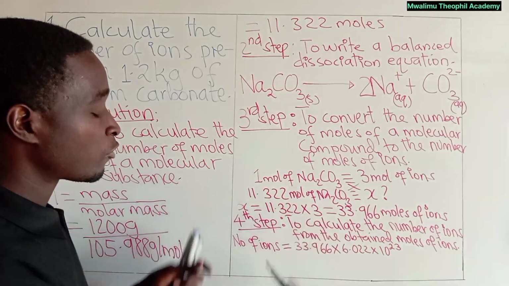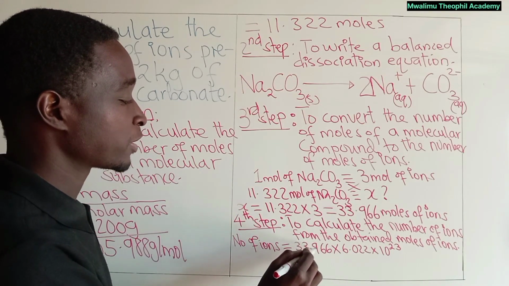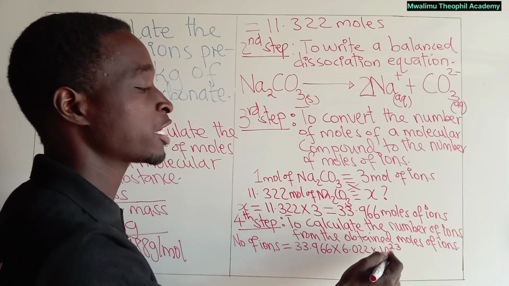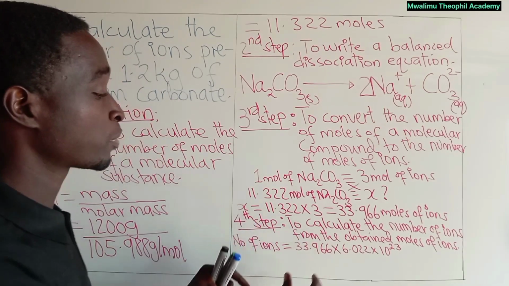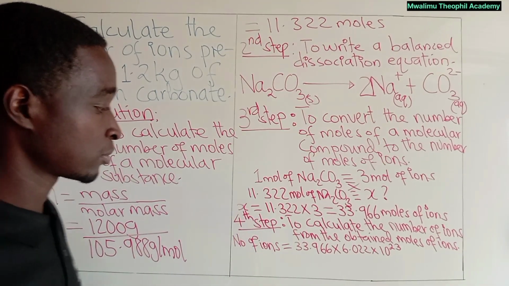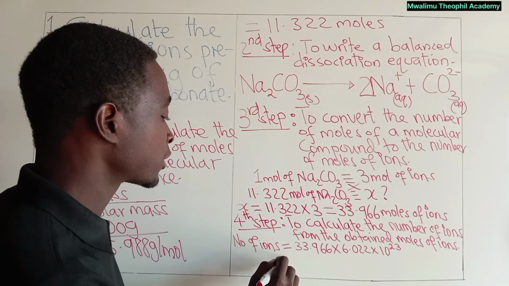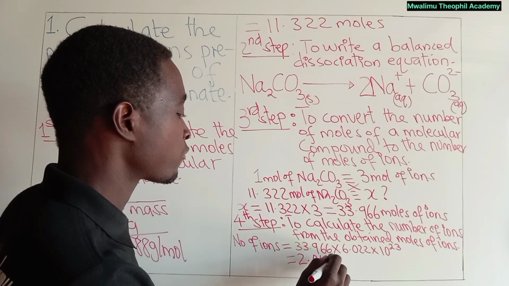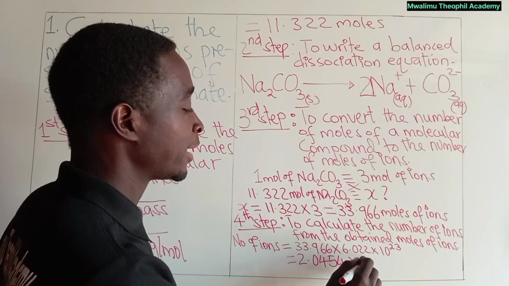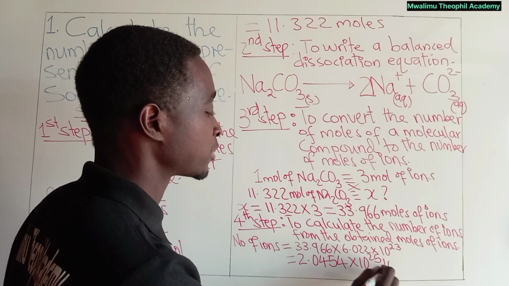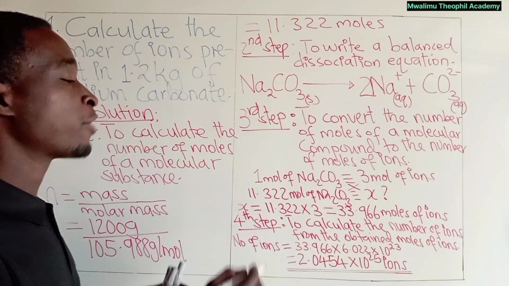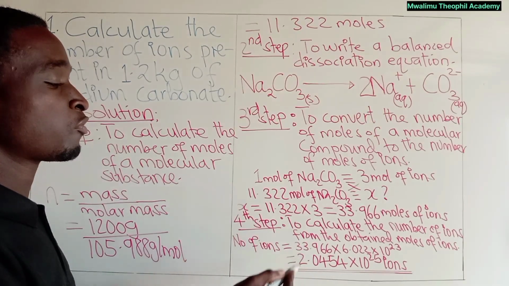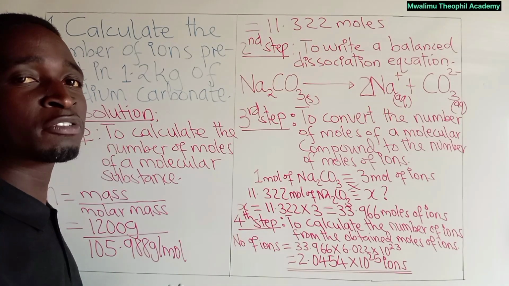So we take the number of moles of ions obtained, which is 33.966, times Avogadro's constant, which is 6.022 times 10 raised to 23. Now let us compute to get the number of ions. We get that the number of ions is equal to 2.0454 times 10 raised to 25 ions. So the number of ions present in 1.2 kilogram of sodium carbonate is 2.0454 times 10 raised to 25.